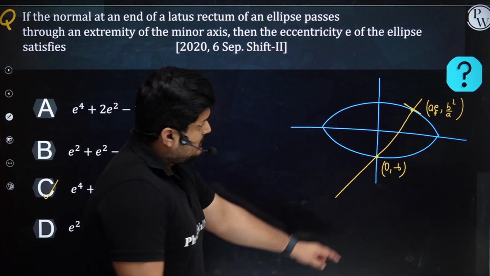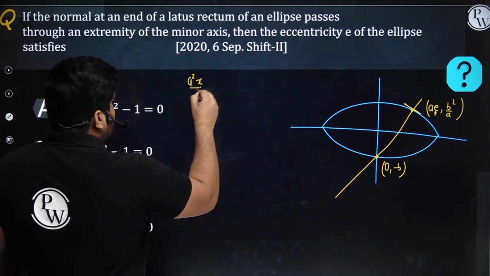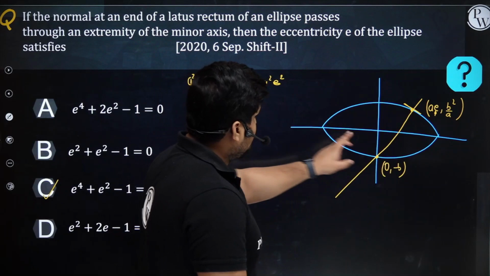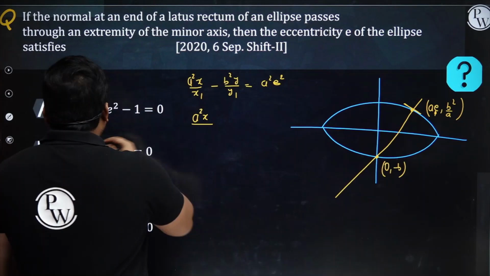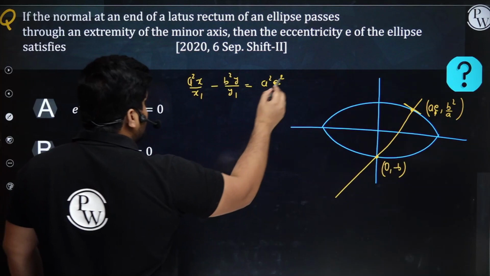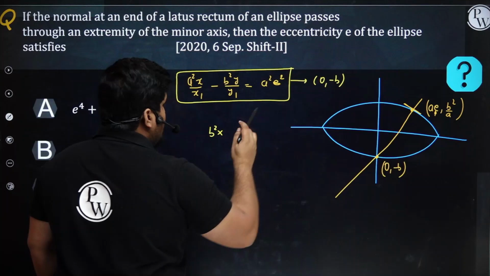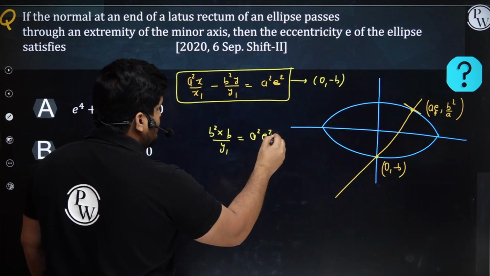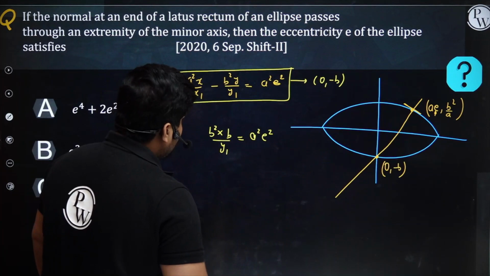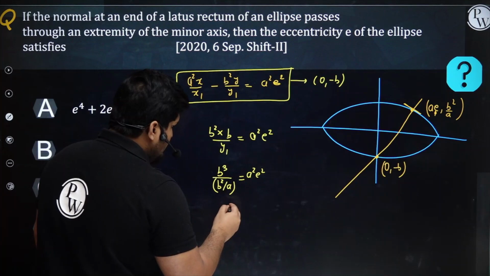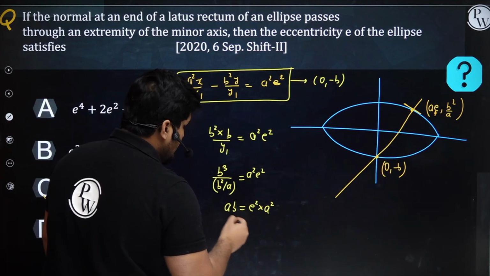So let's write the normal: a²x/x1 − b²y/y1 is equal to a²e². Now this is passing through where, guys? What are x1, y1? It is (ae, b²/a). We know that this particular normal is going to pass through (0, -b). So x will be 0. So b²y, with y equal to -b, over y1 is equal to a²e². Now what is that point y1? That y1 is b²/a. So b²·b/(b²/a) is equal to a²e². So this a will go into the numerator, so ab is equal to e²·a². Again, this will cancel out, so we have e² is equal to b/a.